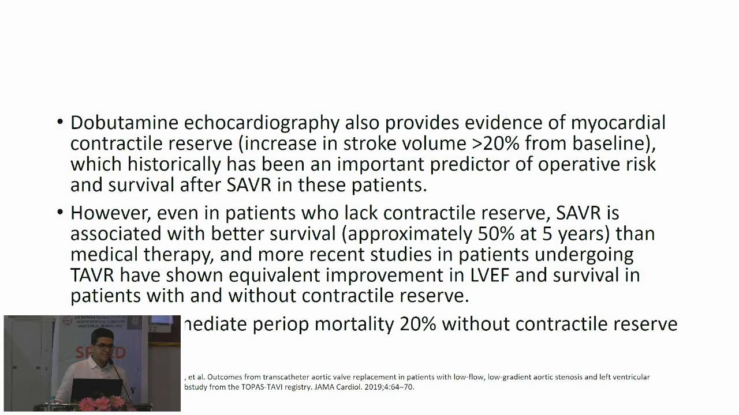So in DSE, the thing which we are looking for is a rise in contractile reserve by 20%, or a rise in stroke volume by 20%. That is good contractile reserve.